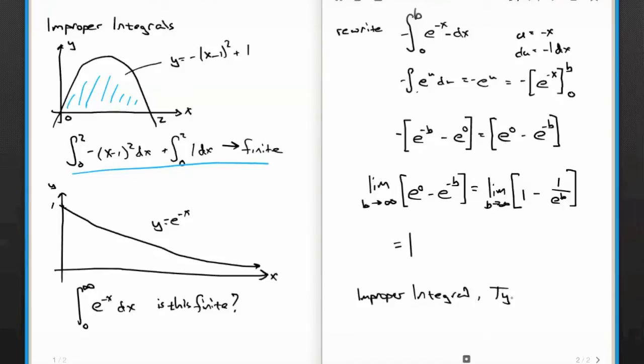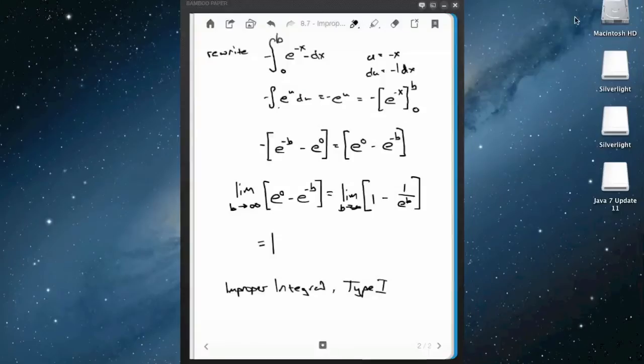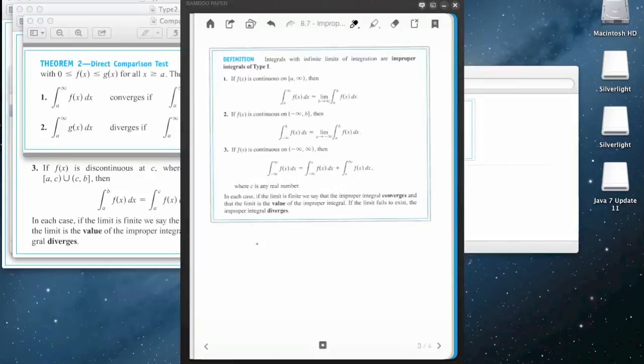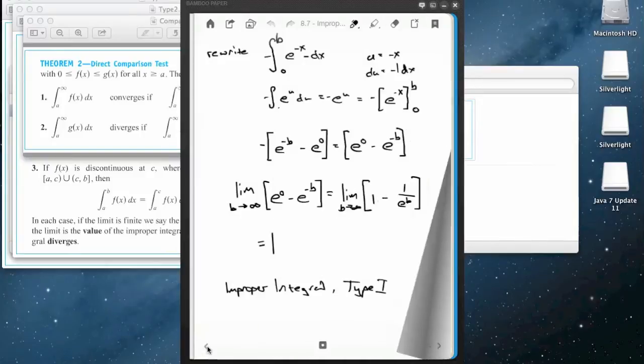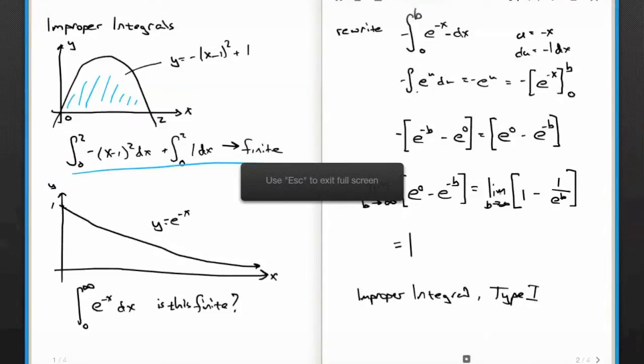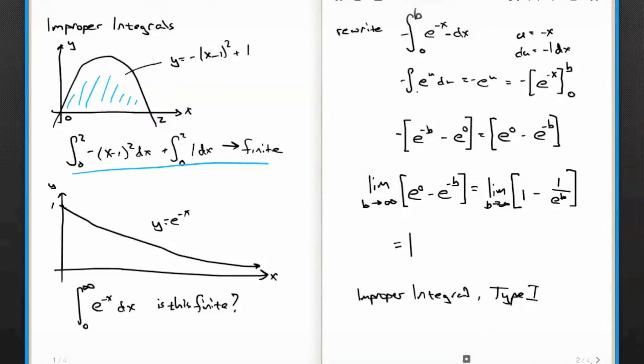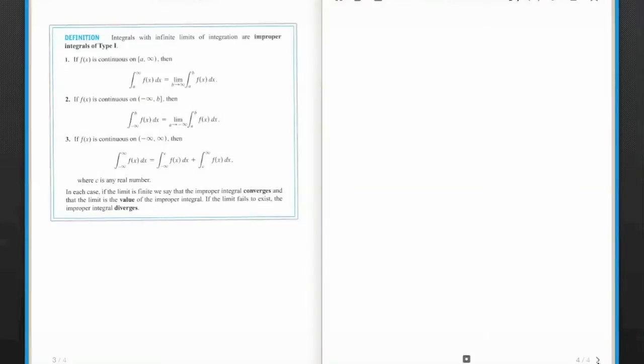Type 1. Like that. Okay. So let's take a look at a definition of that. I've got to pause for a second and go get that definition. Okay, so here we go. I just had to go find that definition. So we've got this integral here, and the formal definition is here.